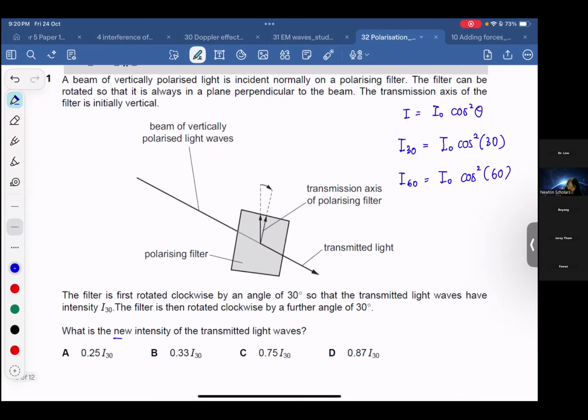Now the question is asking what is your new intensity for the second case? Intensity for the 60. Actually, we're using a ratio to solve it. I can use I60 divided by I30. So can you try?